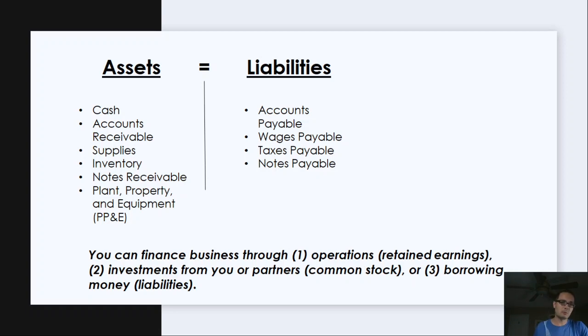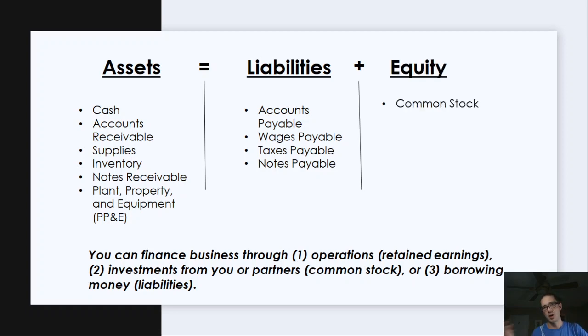Assets are what we own. Assets, again, pretty straightforward, right? Inventory, notes receivable, money that's owed to us. Plant, property, and equipment, that's long-term buildings, land, and equipment that we have. And accounts receivable is money that our customers owe us. And lastly, we have our equity. We have common stock.